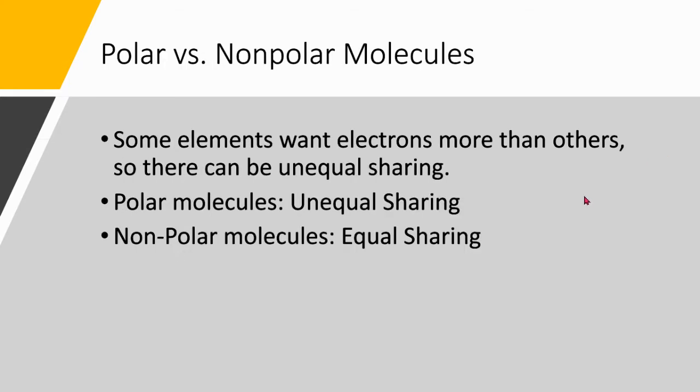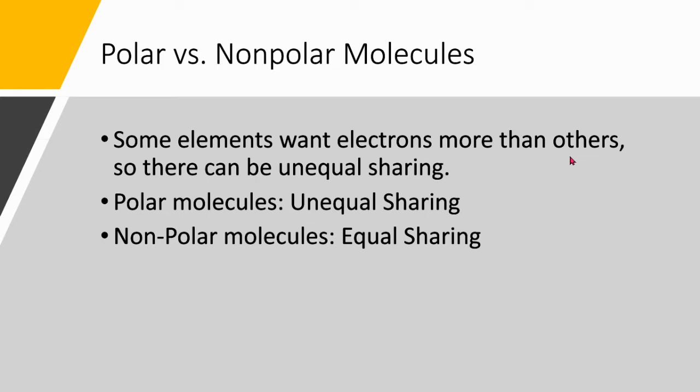All right, so with covalent bonding, there's 2 different kinds of molecules that you can have. You can have polar or you can have nonpolar. You might have heard these terms before. So when we're talking about this, we need to know that this first bullet point, that there are some elements that want electrons more than others. So there can be unequal sharing. There are some that are more electronegative, that are going to pull electrons harder when they're sharing.